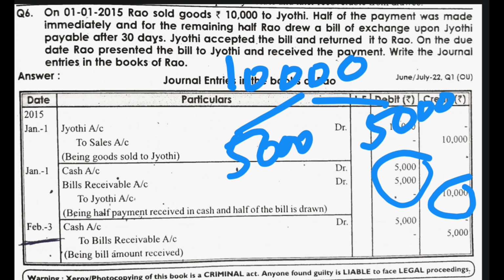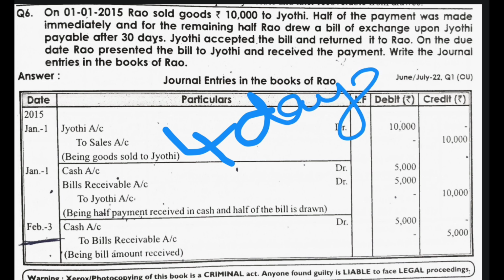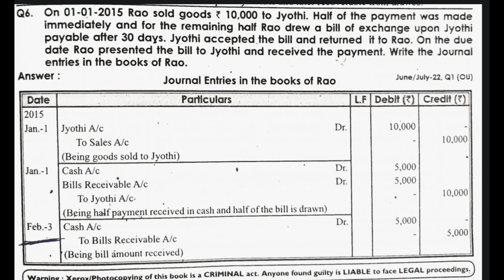Now on February 3, how will you get this date? Rao presented the bill. The bill is for 30 days. In January we have 31 days, 1 plus February 3. 4 days grace days you have to add. In bills of exchange, whenever the date is given, you have to add 4 days. That 4 days we call grace days. So that's why we are getting February 3 here.